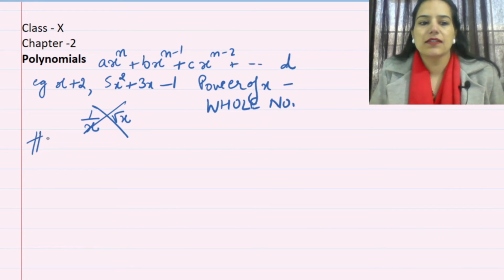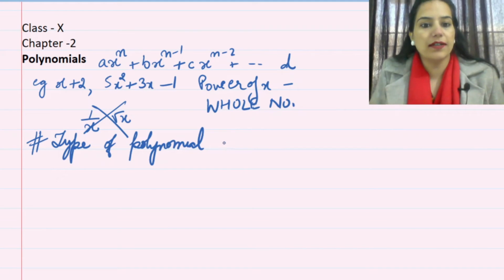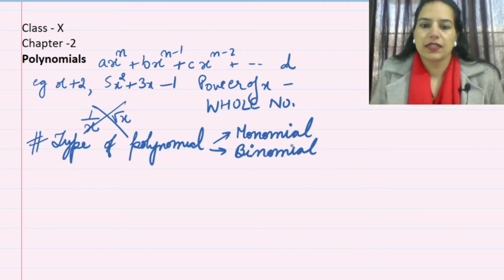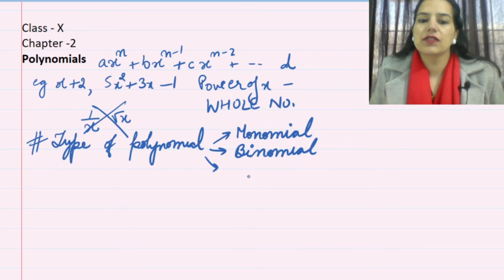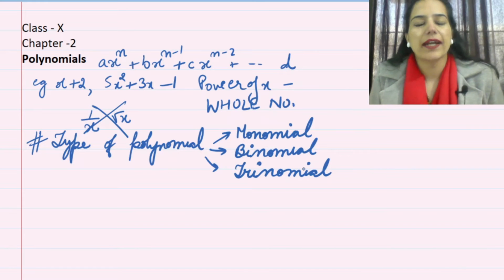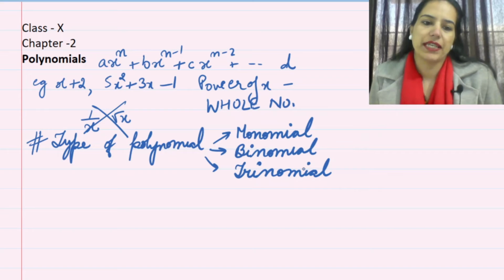The next thing is the type of polynomials. You've done that also earlier. Type of polynomials. If a polynomial has only one term, it's called a monomial. If it has two terms, it's called a binomial. If there are three terms, it's called a trinomial. The word poly actually means many terms. The word poly means many.